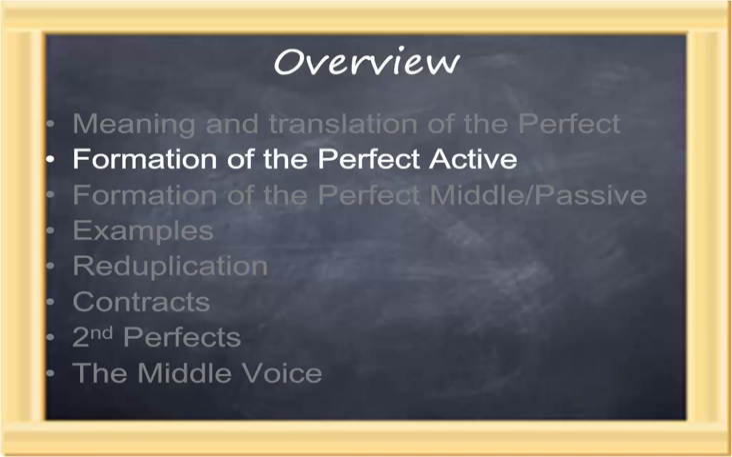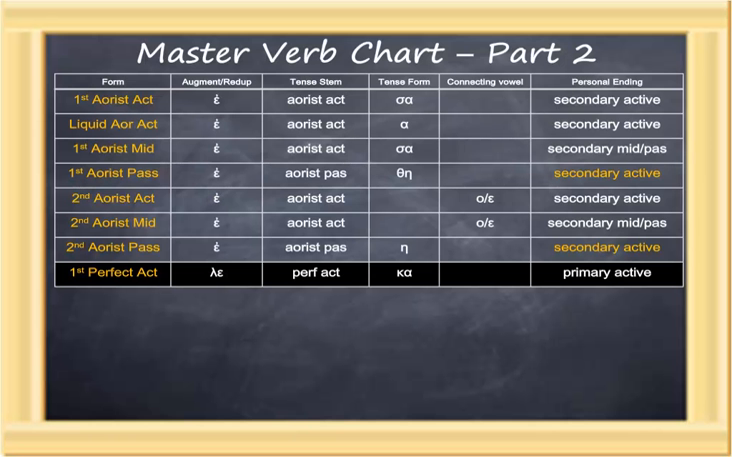We move now to the formation of the perfect active indicative. The perfect active indicative occurs in a first form and a second form. Again, a verb will have one or the other, not both. The perfect is identified initially by the appearance of reduplication. We'll talk about reduplication more in a minute.